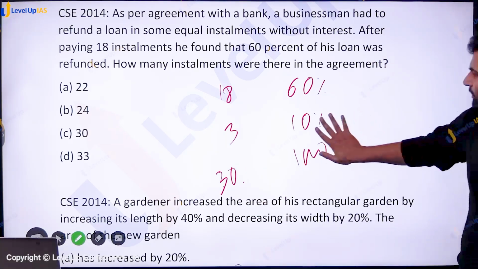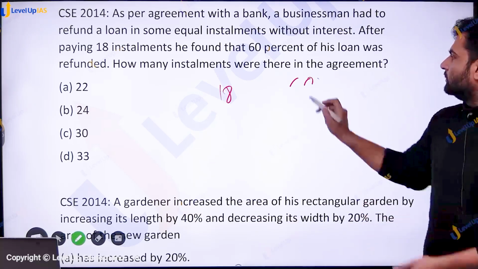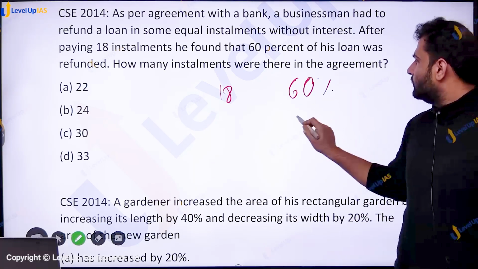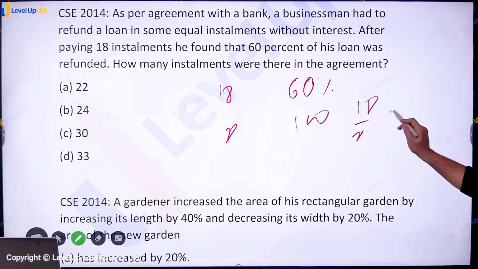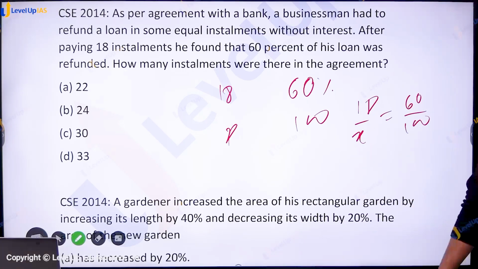Or you can skip this step. You have to find out 100. So we have 18 by x is equal to 60 by 100. You can solve for x.